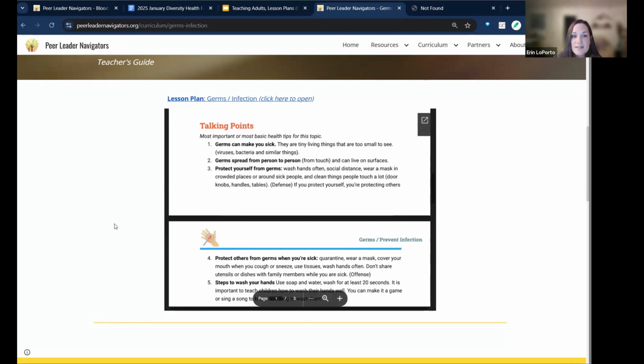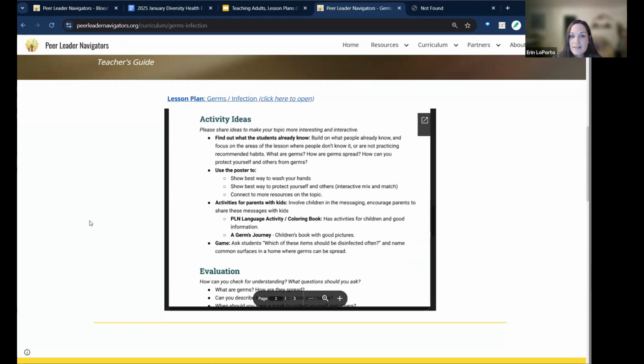And these are important because this is a big topic. There's a lot of information about germs and infection out there. But with this curriculum, we want to stay kind of focused because people won't remember everything you say. So we want to make sure we're saying the most important things so that they walk away learning those things.